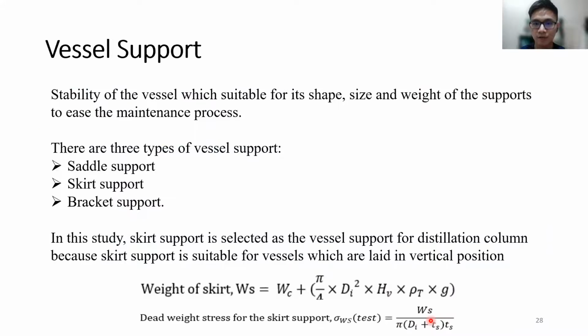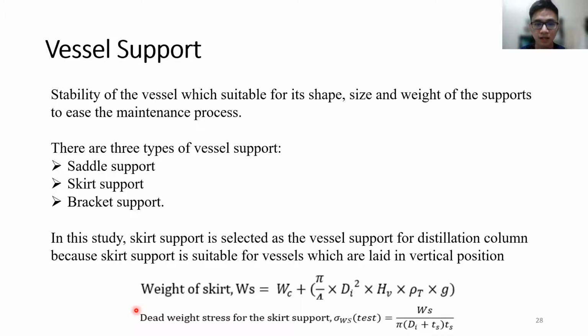Next slide. For the vessel support, there are three types of vessel support, for example, saddle support, skirt support, and bracket support. In this study, the skirt support is selected as the vessel support for the distillation column because the skirt support is suitable for vessels which are in a vertical position. The skirt support is suitable for tall vertical vessels as it has good resistance to bending subjected to the wind direction.